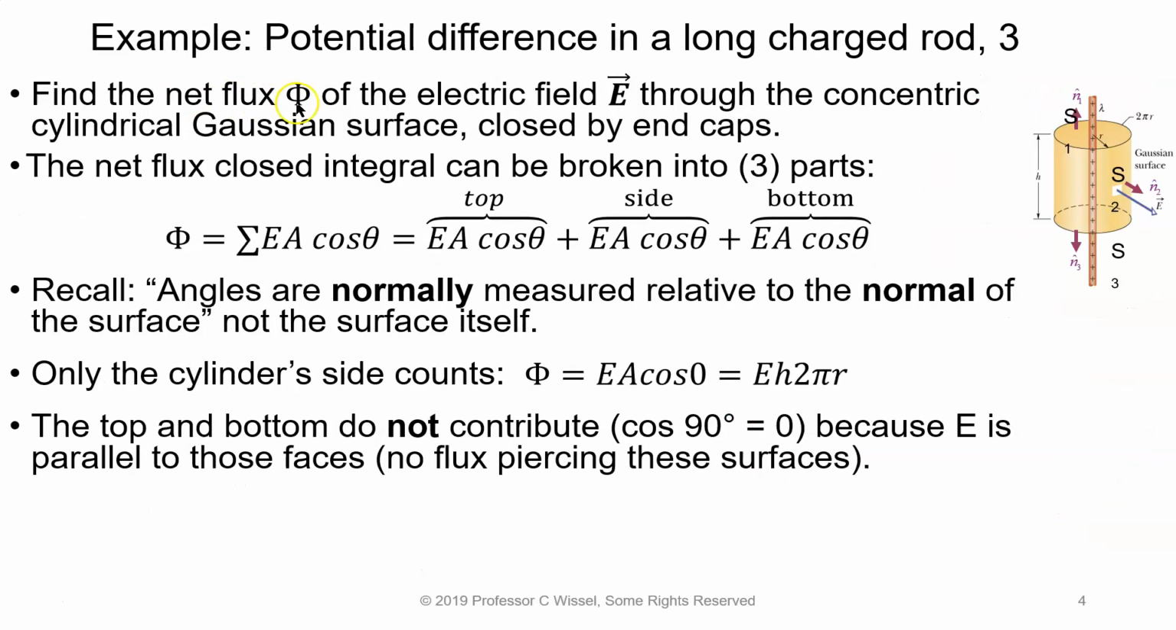We're going to find the net flux phi of the electric field through a concentric cylindrical Gaussian surface closed by end caps. And, of course, the net flux integral can be broken into 3 parts as an approximation. Then the flux is going to be the sum of EA cosine theta. And we're going to take the top face, the side, which is the cylinder itself, and the bottom face.